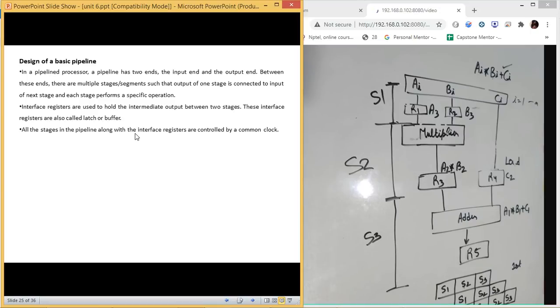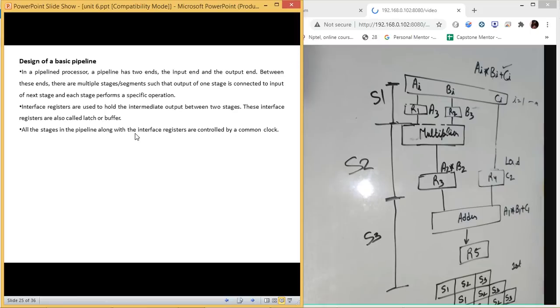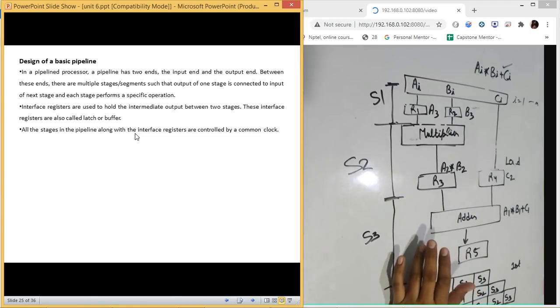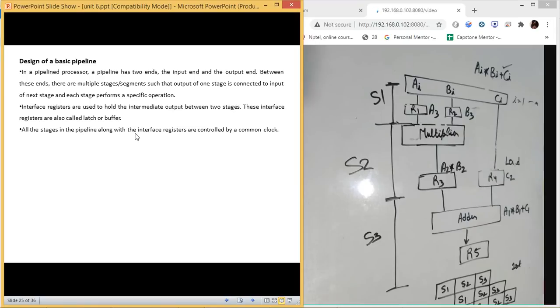Now the output of one stage is connected to the input of the other stage. No doubt in that. Interface registers are used to hold intermediary results. So those are these registers like R3, R4, R5. These are the intermediary outputs which we get at this place and we store them. All the stages in the pipeline along with the interface registers are controlled by a common clock. The clock is not shown here to ease the process, but all the registers and all the devices which we are using are controlled by a common clock.